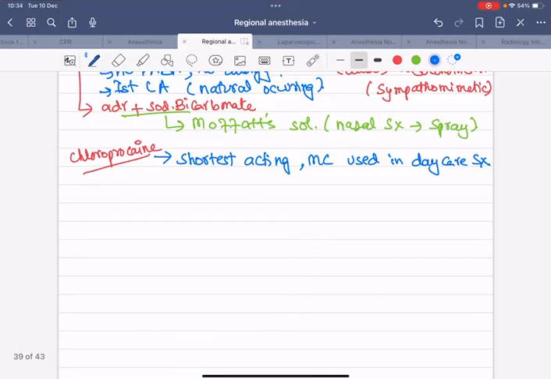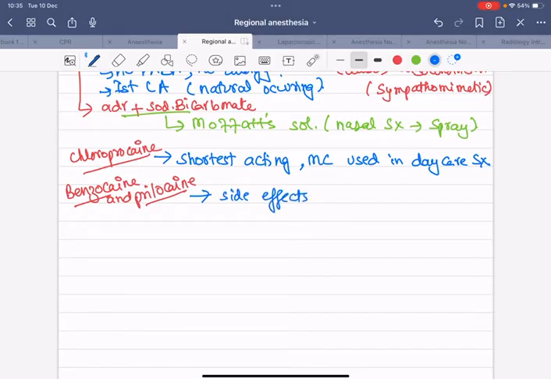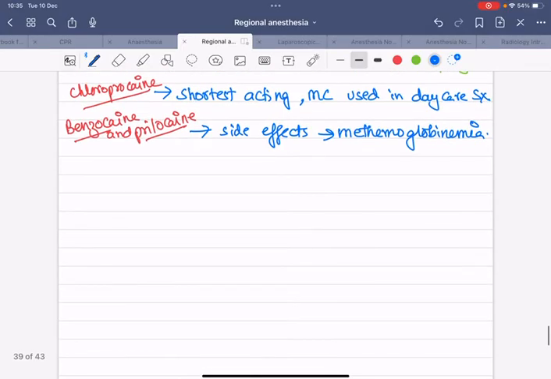Next you must know points about benzocaine and prilocaine. Benzocaine has one I, so it is an ester group. Prilocaine has two I's, so it is your amide group. Their side effect is methemoglobinemia. Please remember this point, very important.